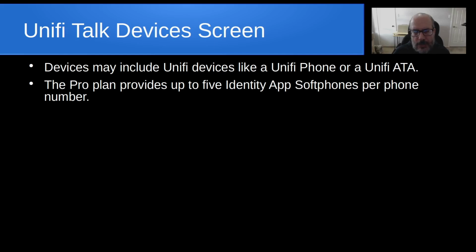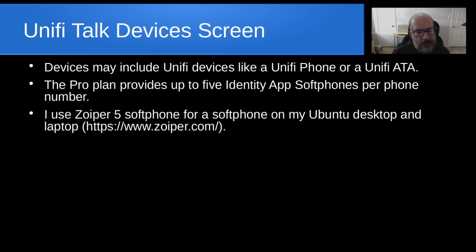As I mentioned earlier, we use that for both my wife and myself. So we have our home phone in the form of a Unifi Identity soft phone on each of our cell phones. And I use a soft phone app called Voiper 5 as a soft phone on my Ubuntu desktop, because the Identity app is not supported in Linux, and I also have it on my Ubuntu laptop for the same reason.